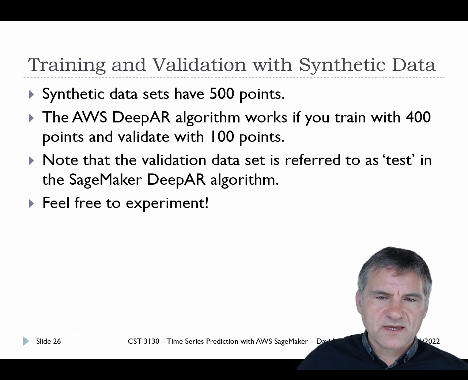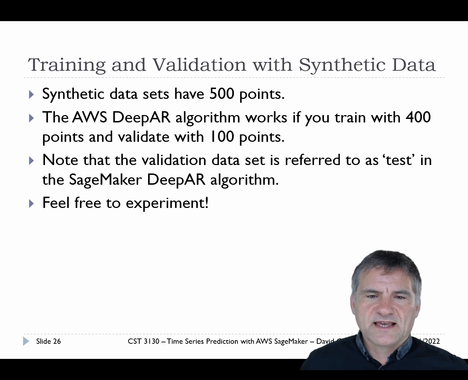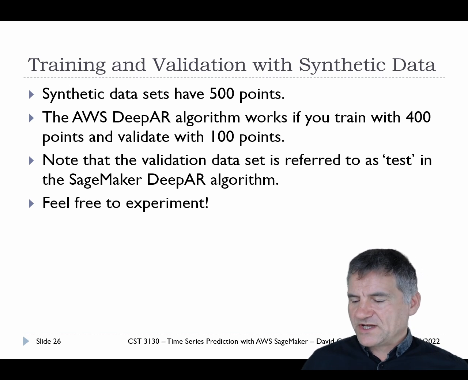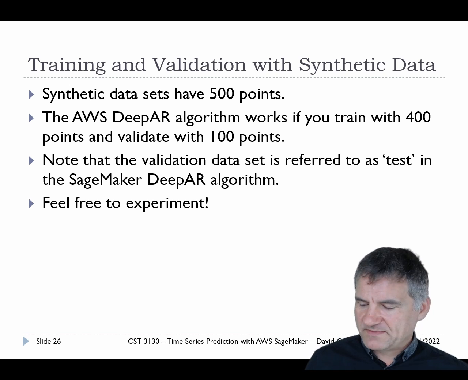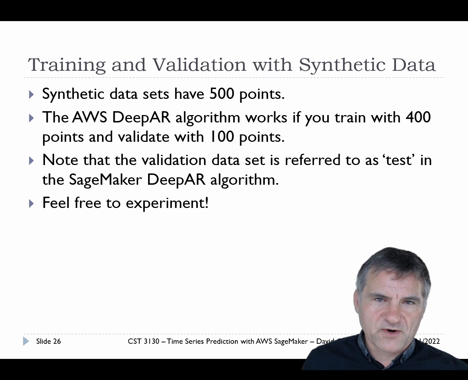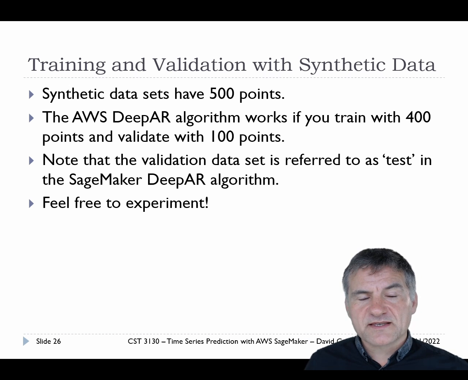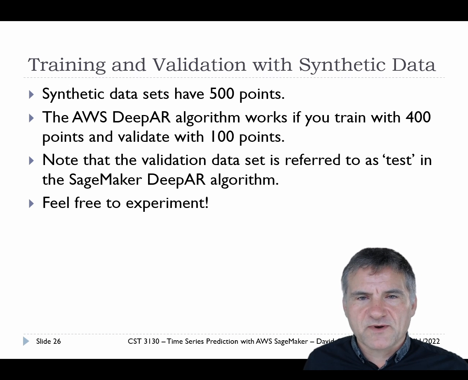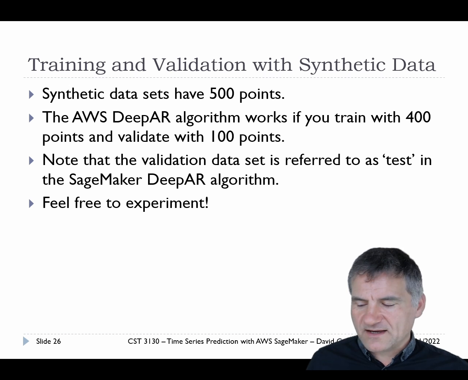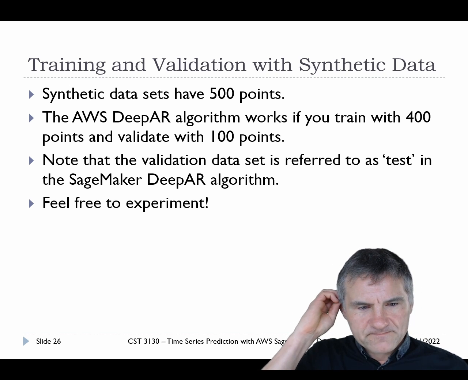Now, let's explain our synthetic data. In our synthetic data set, we've got 500 points of data. In general, when you're doing your projects, you want to download approximately 500 points per thing you want to predict: 500 Bitcoin values, 500 stock prices, 500 weather points, whatever it is, because the deep AI algorithm on SageMaker works best on around 500 data points. I'll talk later about how you can work with less data, but the easiest thing is to get enough data to have 500 points.